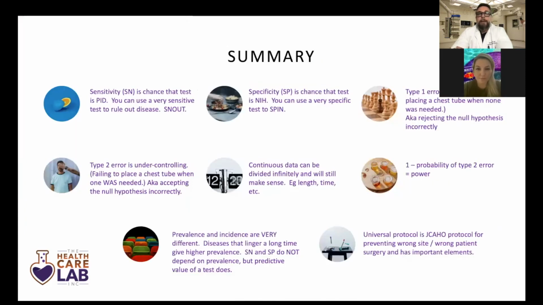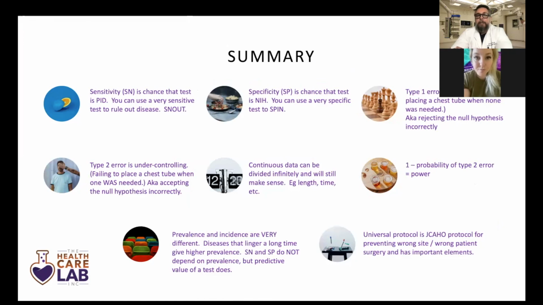So this is the summary. Sensitivity is the chance that the test is positive in disease (PID). You can use a very sensitive test to rule out diseases, or SnOut. Specificity is negative in health (NIH). You can rule in with that, or SpIn. Type 1 error is tampering, or rejecting the null hypothesis incorrectly. Type 2 error is under controlling. You should have put a chest tube in, there was one needed, you missed it. You accepted the null hypothesis incorrectly.